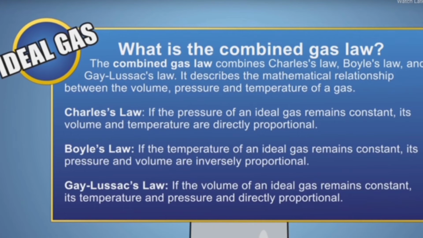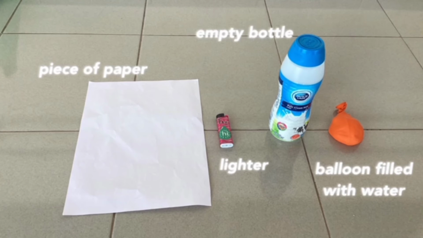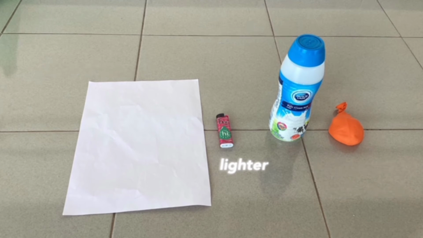Charles' law is if the pressure of an ideal gas remains constant, its volume and temperature are directly proportional, while Boyle's law is if the temperature of an ideal gas remains constant, its pressure and volume are inversely proportional. And for Gay-Lussac's law, if the volume of an ideal gas remains constant, its temperature and pressure are directly proportional. The things we will need for this experiment are a piece of paper, a lighter, an empty bottle, and a balloon filled with water.